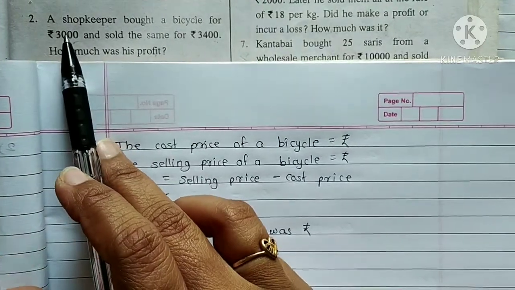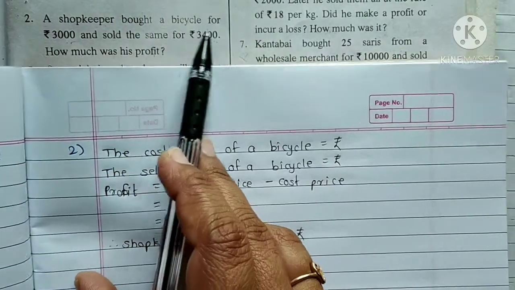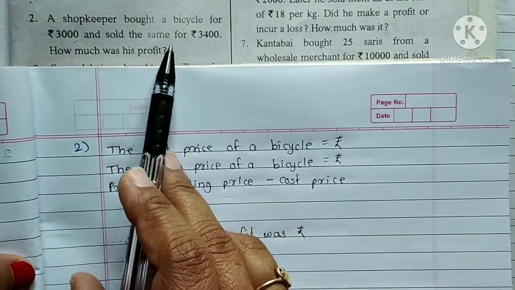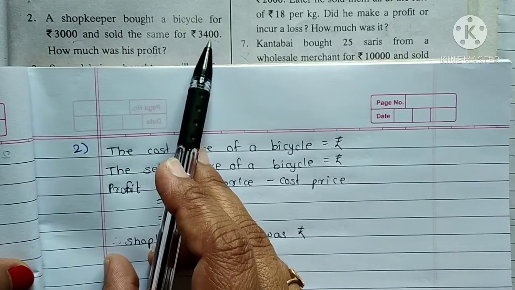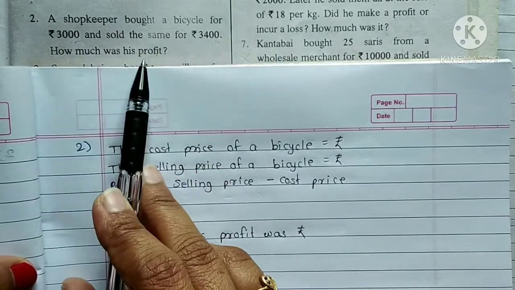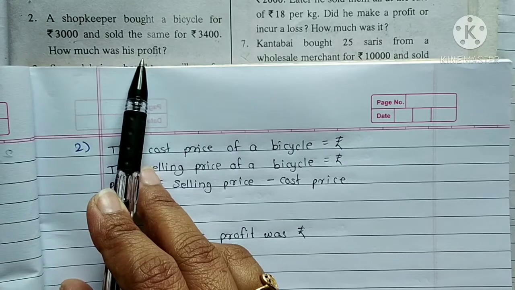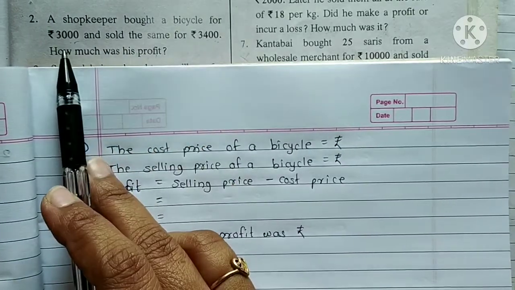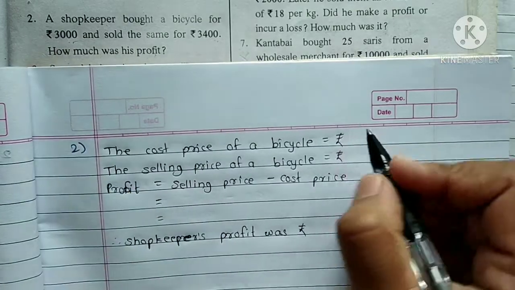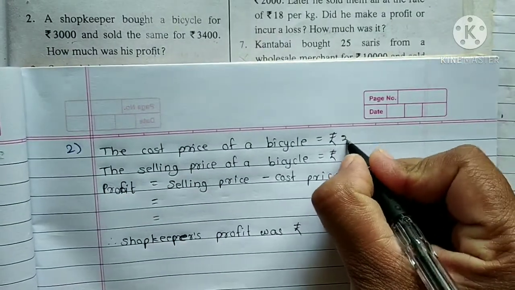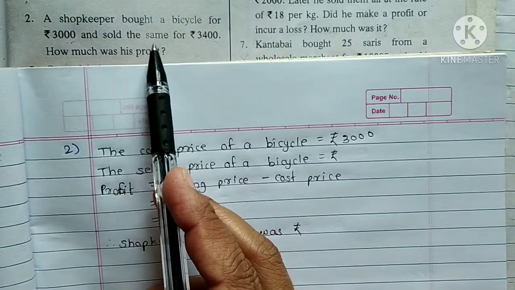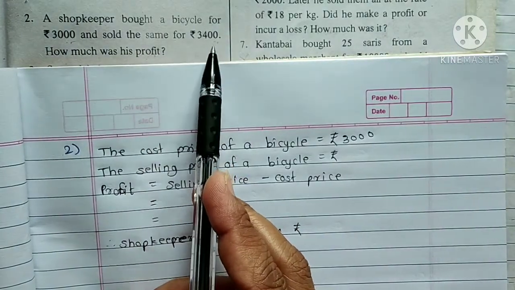See the second example. A shopkeeper bought a cycle for rupees 3000 and sold the same for rupees 3400. How much was his profit? Here we have to find profit. A shopkeeper bought a bicycle for rupees 3000. That means the cost price of the bicycle is rupees 3000. And he sold the bicycle for rupees 3400.